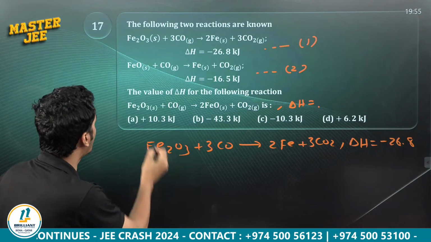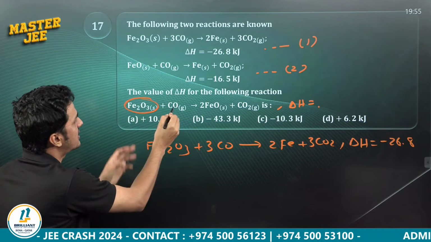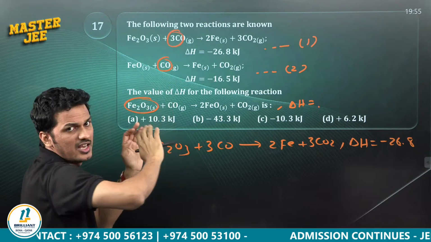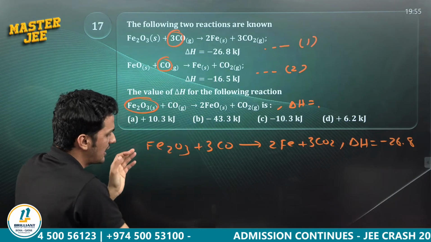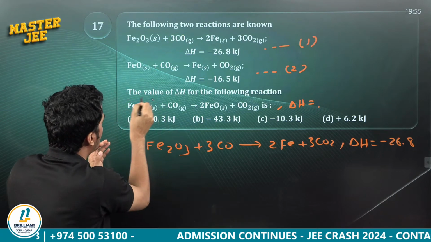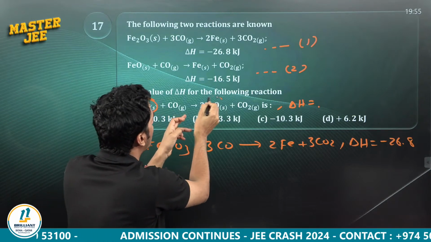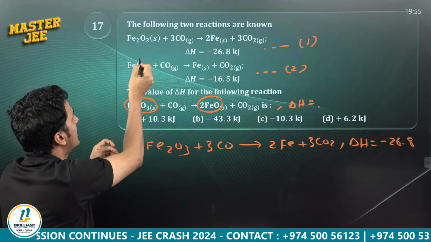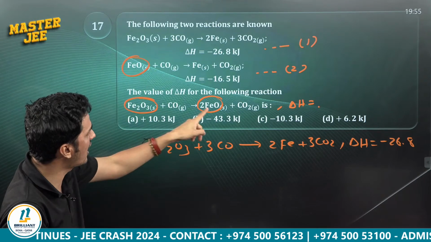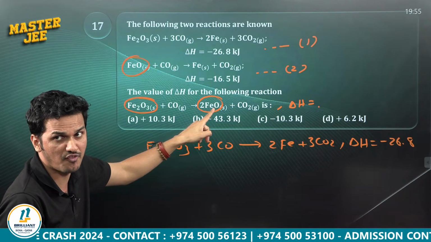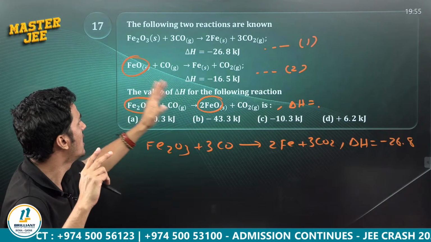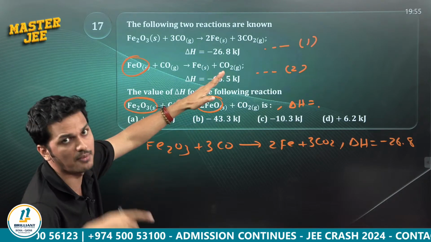Then again, what I required. So this one I wrote. Then CO I am checking. Here also CO is there, here also CO is there. So never mind, because during the addition it will come. So Fe2O3 I took. Then I am looking for FeO. Is there any equation containing FeO in the first and second? Yes, here FeO is there. But I required FeO on the right hand side. But how many FeO did I require? 2 FeO I required. So I have to reverse the equation and multiply with the 2.